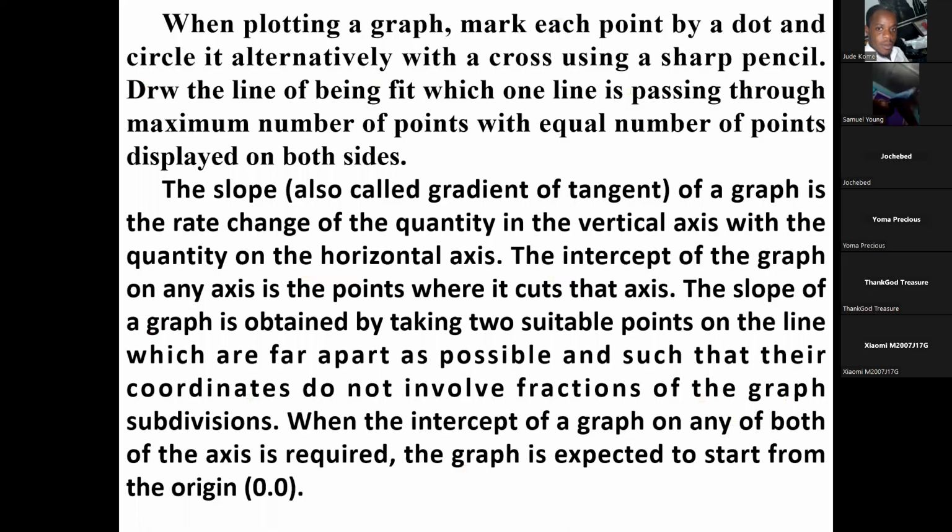Let's go to the next one. When plotting a graph, mark each point by a dot and a circle, or alternately with a cross, using a sharp pencil. So we're asked here to either use a dot or a cross, and your pencil must be sharp. Take note of that. Now, the next thing to take note of is this.